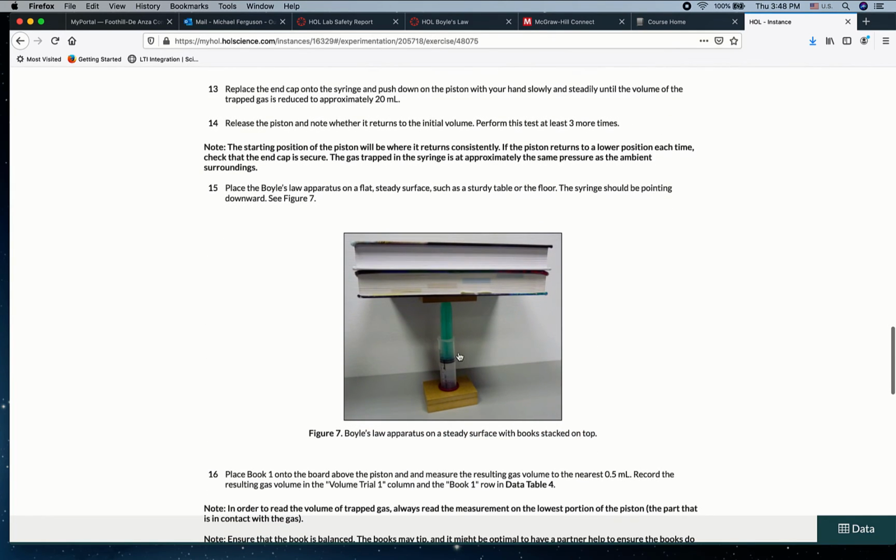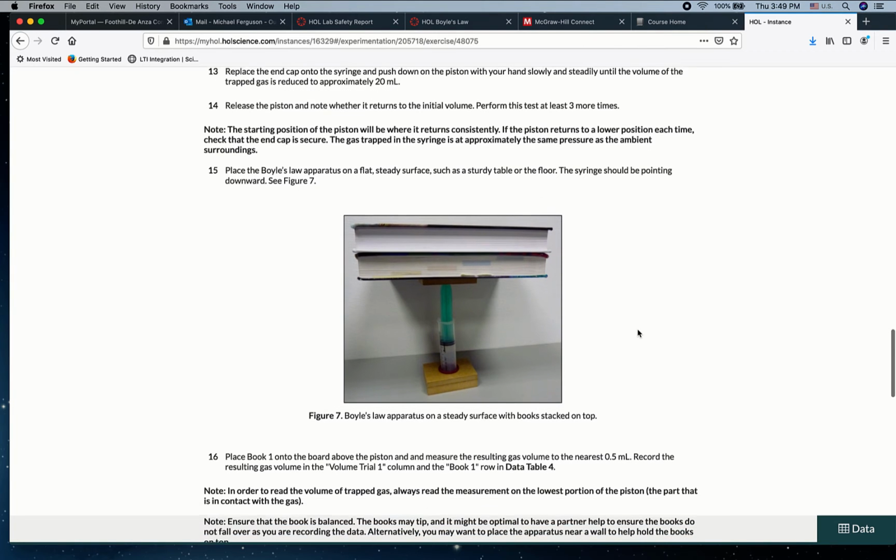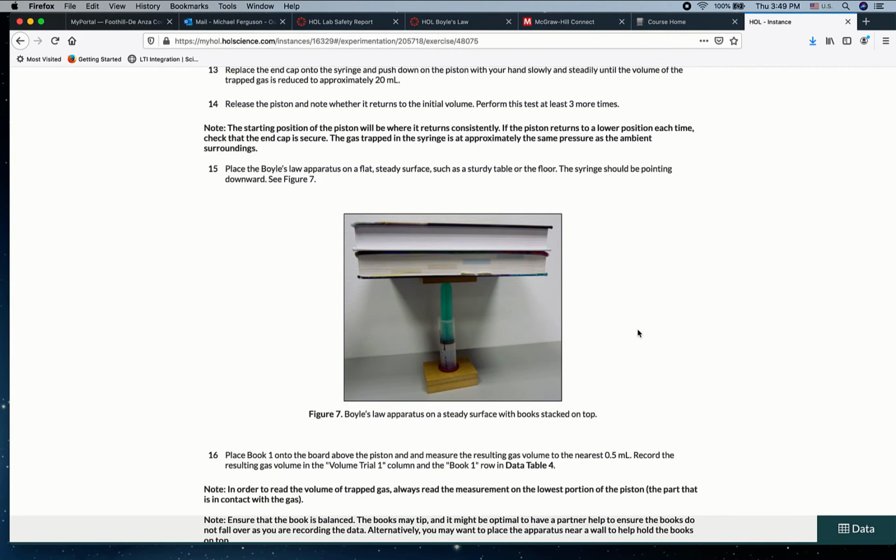And this figure here shows what you're going to do. I want you to take a picture of this. Take a picture of your books on your piston like this. The piston that I get in my kit is actually kind of cream colored, so if it's not green, that's okay. So take this picture here, and include that in your report.